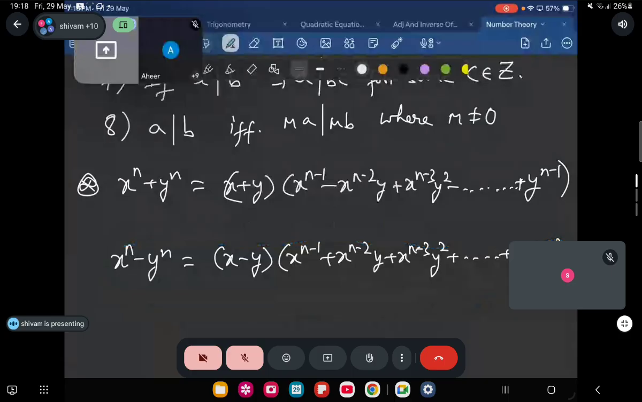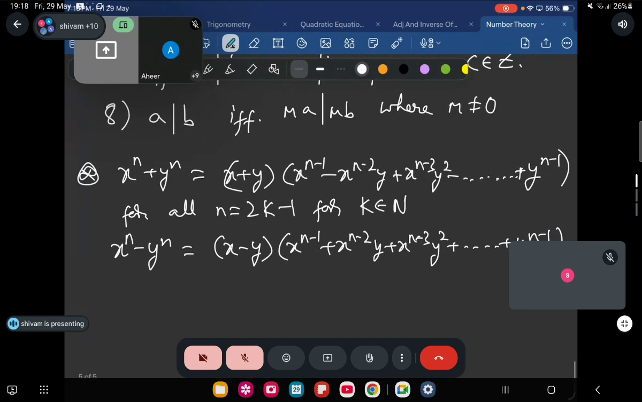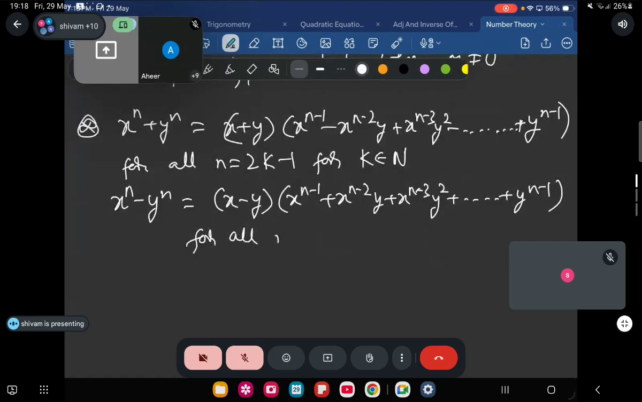The first one is valid for all n belongs to odd natural numbers. Or you can say for all n equal to 2k minus 1, for k belongs to natural numbers. Next one is valid for all n belongs to natural numbers.